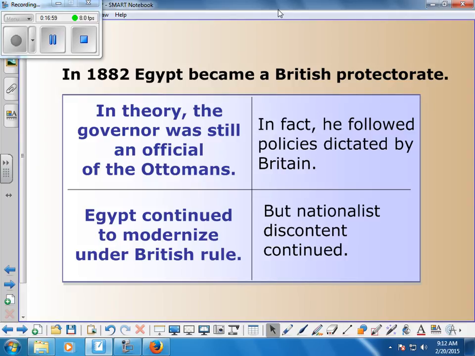Egypt does continue to modernize under British rule. They don't just sit back and do nothing. But nationalist discontent continues, meaning more and more the native people are wanting self-rule.